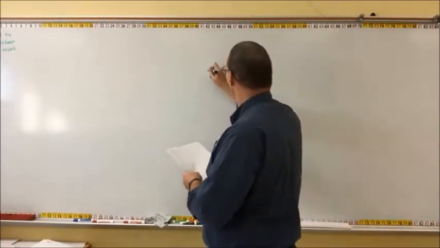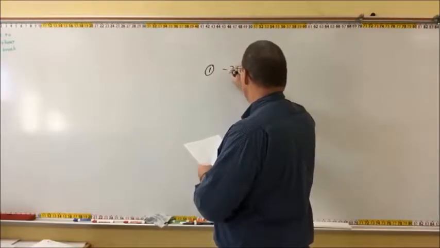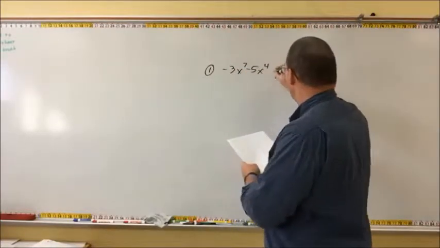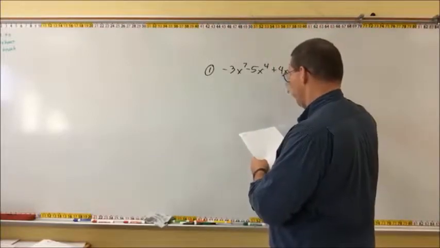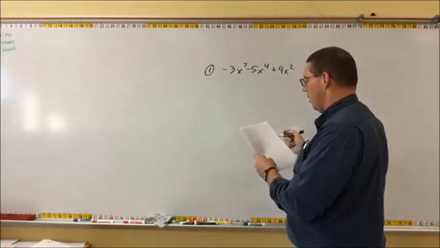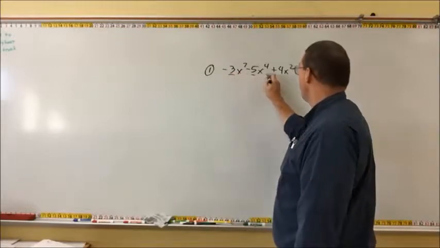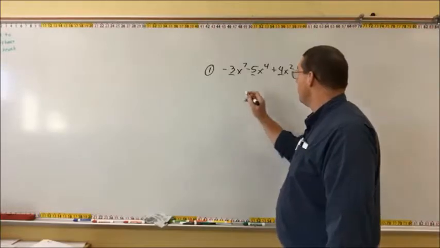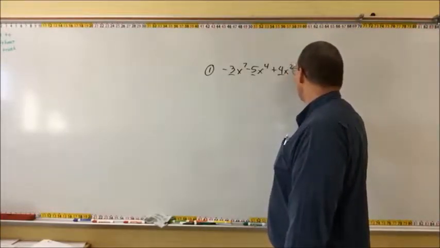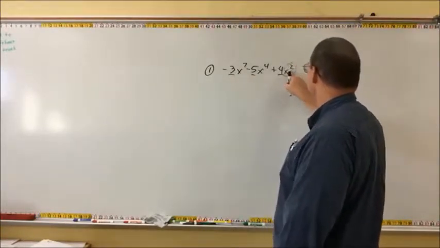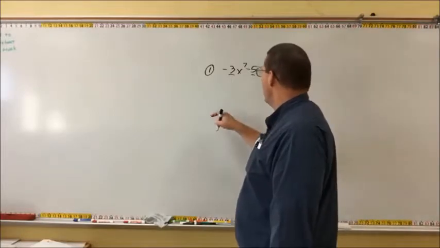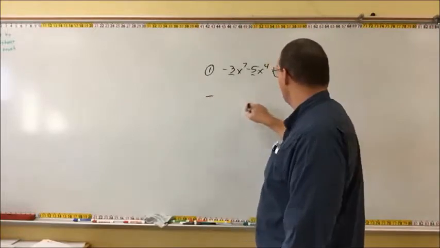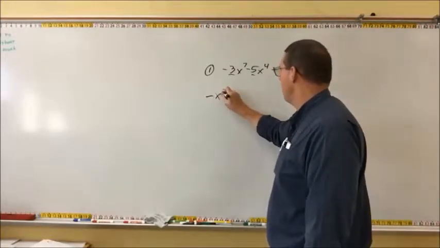Okay, so question number 1 says to factor negative 3x to the 7th minus 5x to the 4th plus 4x squared. Now, there is no number that goes into 3, 5, and 4, so we're not going to take a number out. However, we do have x to the second power. We have an x in every term, and the smallest one is x to the second. Also, the lead coefficient is negative, so we're going to take a negative out. So we're taking out a negative, and then x to the second power.